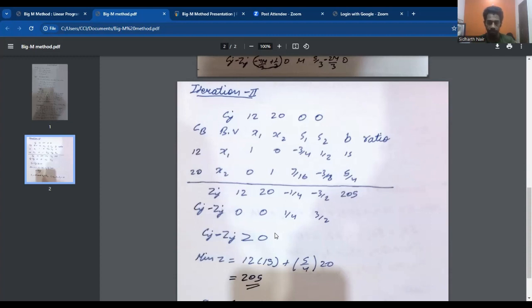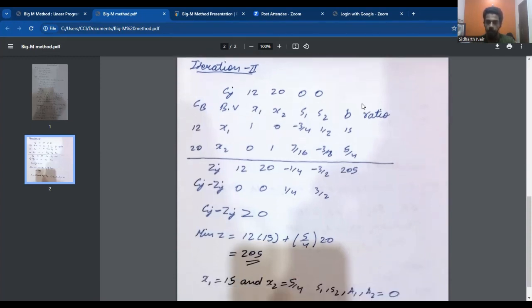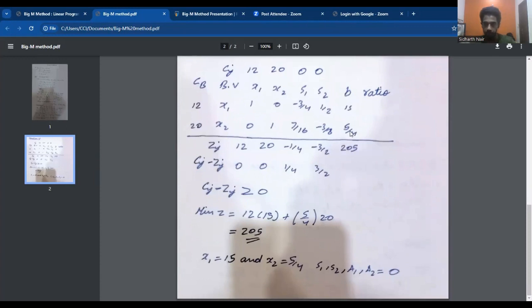Therefore, we can stop our iteration and conclude that the values of x1 and x2 are 12 and 20 respectively, where the basic costs are of course 15 and 5 by 4. Therefore, the minimum value of the objective function is 205. And since the value of b is 15 and 5 by 4, we can see that x1's value is 15 and x2's value is 5 by 4. These are the values which we require for minimizing the objective function z, and the surplus, slack and artificial variables are 0.